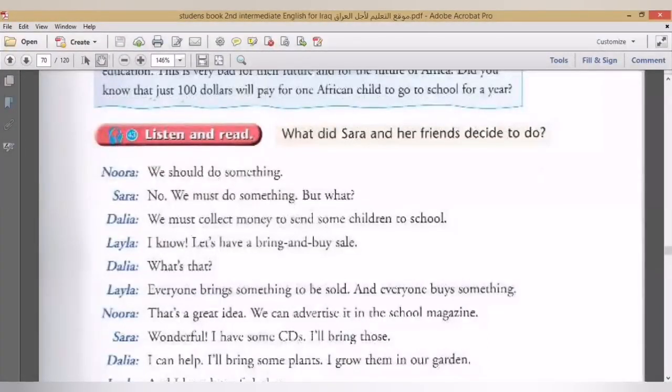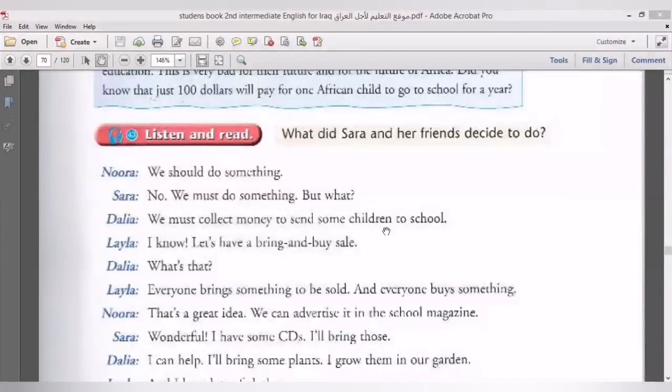What is meant by bring and buy sale? Do you have any idea? If you Google it, you'll learn about it. It's a charity sale where people bring items for sale and buy those brought by others. So it's all about charity. Okay, what is meant by charity? Okay, I have many other questions, but I think that you're not ready.